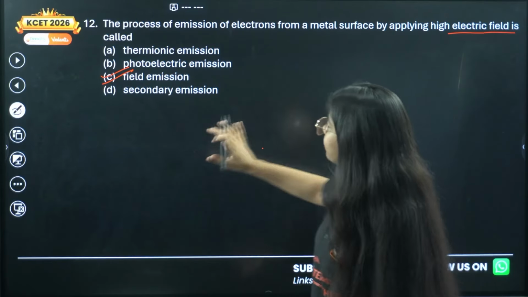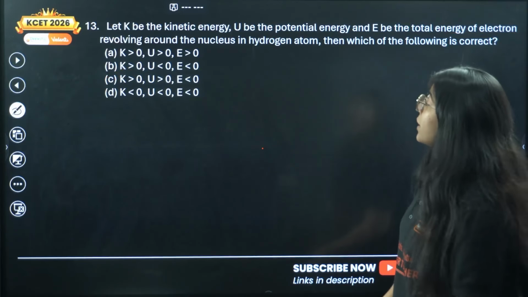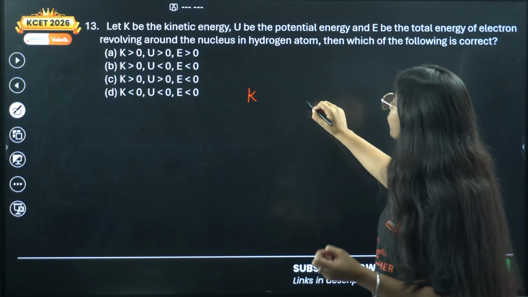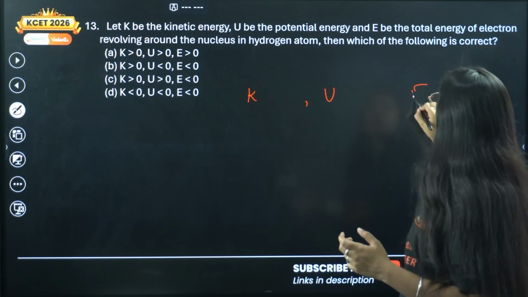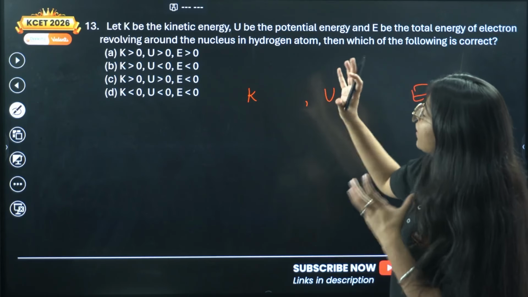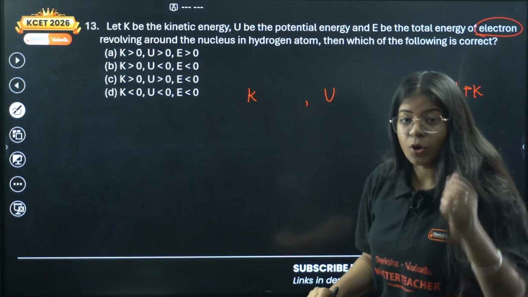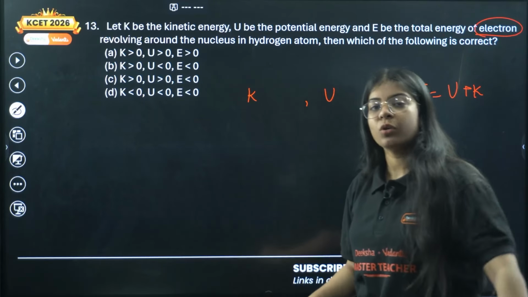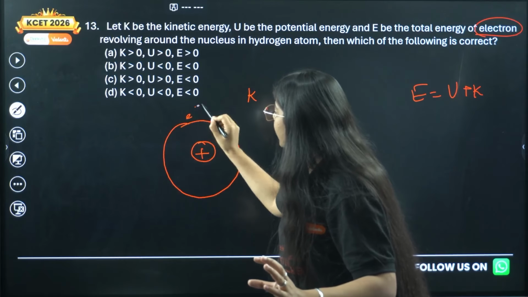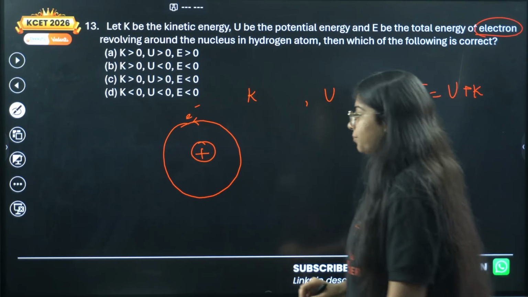13th. Okay, a good question. Listen carefully. Let K be the kinetic energy, U be the potential energy, and E be the total energy. So E will be U plus K, correct? Now they are saying there is an electron whose kinetic energy is K, potential energy is U, total energy is E. Now that electron is revolving around a nucleus. This is my electron revolving around a nucleus, correct? In hydrogen atom, which of the following is correct?